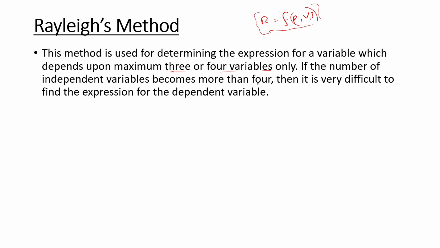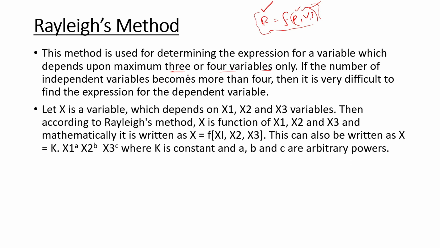If the number of independent variables becomes more than 4, then it is very difficult to find the expression for the dependent variable. Here resistance is the dependent variable, and P, V, rho, etc. are the independent variables. Okay. So let us understand Rayleigh's method with the help of an example later. So let us see the method.